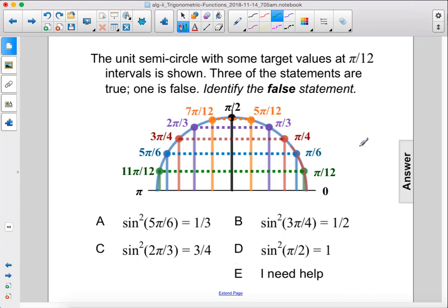The unit semicircle with some target values at pi over 12 intervals is shown. 3 of the statements are true, 1 is false. Identify the false statement. Alright, so here we have sine squared of 5 pi over 6 equals 1/3.